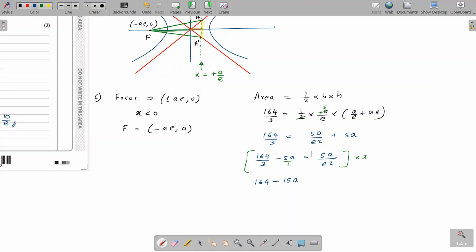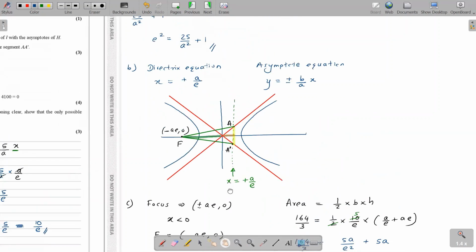164, 5 times 3, 15A. This is 15A over E square. Are you guys with me? Sorry, this should be over 3. Oh no, we are multiplying by 3. We multiplied with 3. Okay, and then I get E square equals 15A over 164 minus 15A. Are you with me? E square goes up, 164 minus 15A comes down.